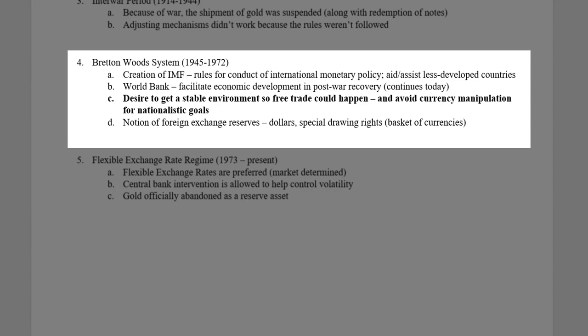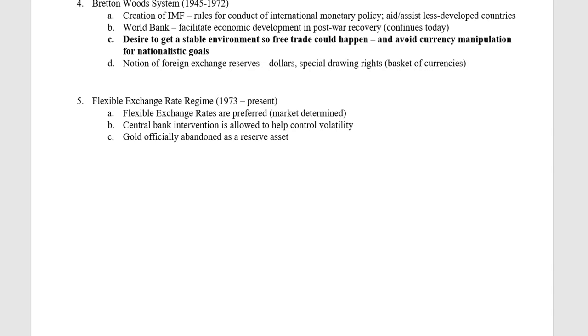And lastly, the notion of foreign exchange reserves, where we could have special drawing rights, which is a basket of currencies that was created with the IMF. It makes trading easier. You don't have to necessarily have the same currencies as your trading partners. This basket of currencies, called special drawing rights or SDRs, represents a trade-weighted basket of currencies. There's going to be a portion of dollars, a portion of yen, a portion of euros, and a portion of Chinese yuan in there. And that facilitates trade. You can pay for goods and services with those SDRs.